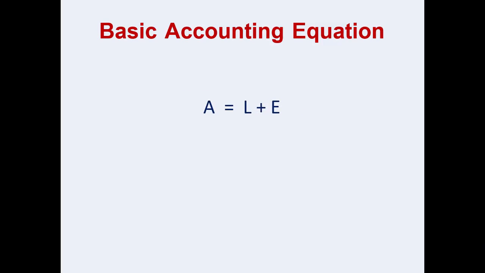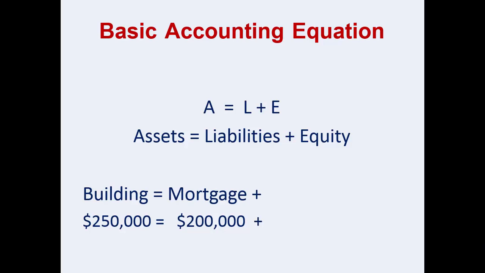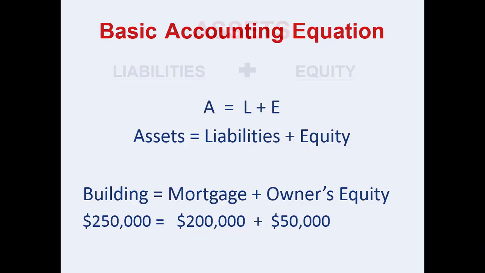So starting with the basic accounting equation, assets equal liabilities plus equity. Let's say you have a building that's worth $250,000 when you buy it. It comes with a mortgage of $200,000 and a down payment of $50,000, so that $50,000 is going to represent your equity. The mortgage, the loan, is your liability. So assets equals liabilities plus equity.